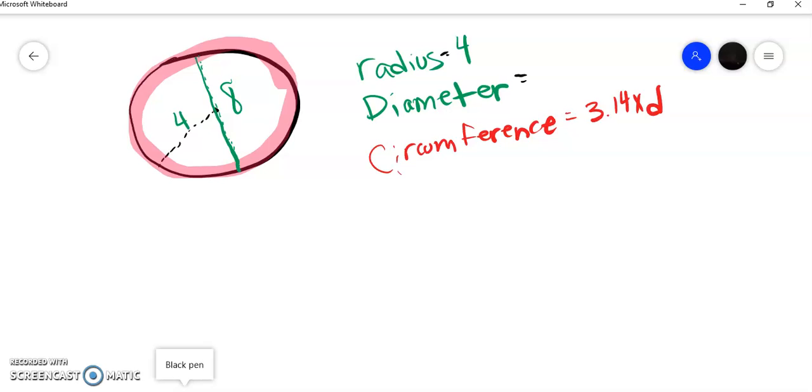So I'm going to type in my calculator 3.14 times 8. 3.14 times 8, and that should give me 25.12.